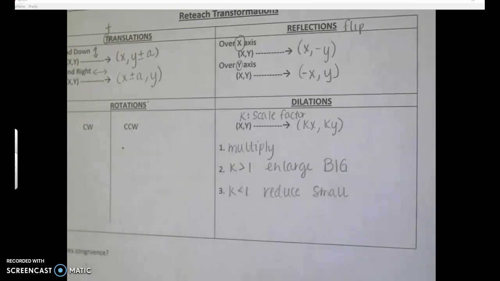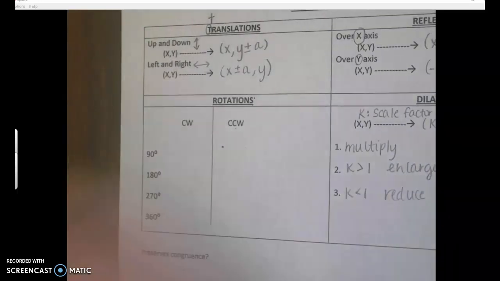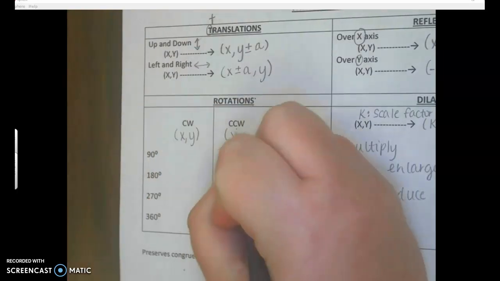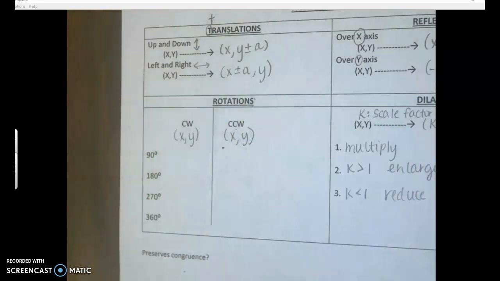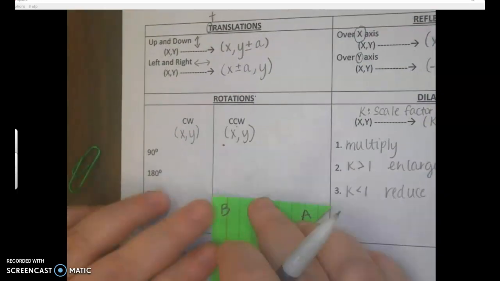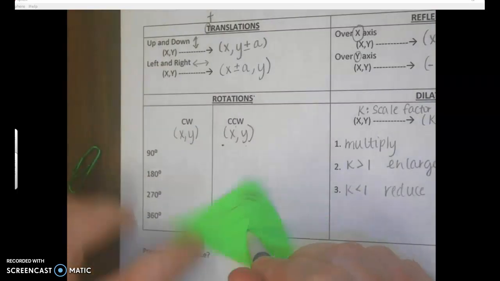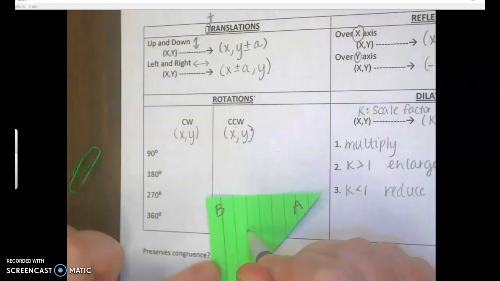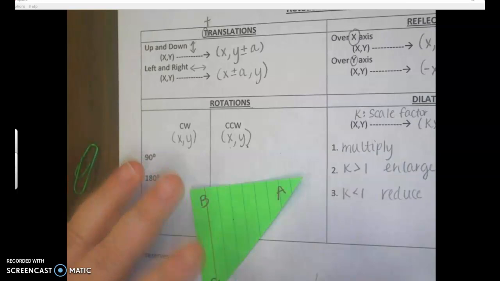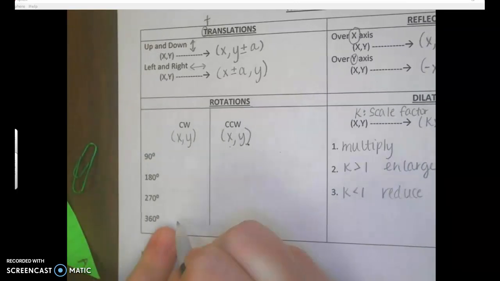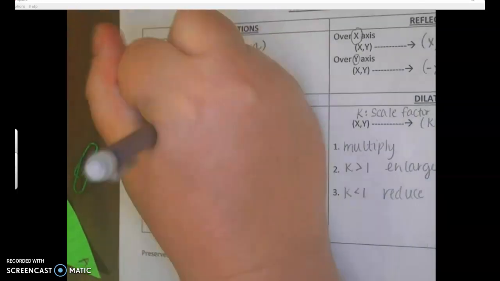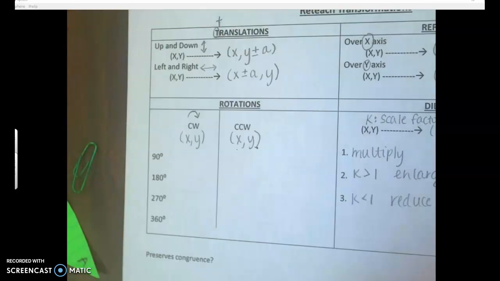All right, on to rotation. Rotation is a turn, and so we always start off with our coordinate as XY. And when we do a 360 turn, so I have a triangle here I can show you, it's going to end up right back where it started. Oh, somehow drew on this. But it's going to end up right back where we started. So we know our 360 needs to end with coordinates XY. Clockwise goes the direction of a clock.